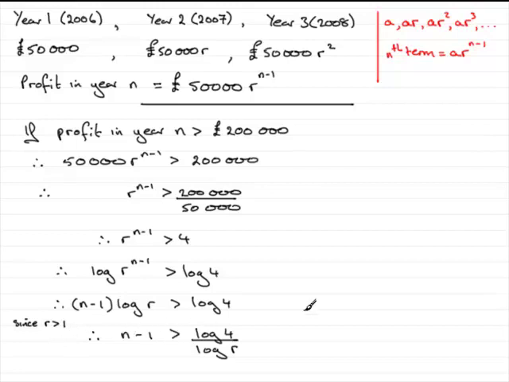Okay, well, we're nearly there now, because if we just come down here, essentially if we add 1 to both sides, we get that therefore n is greater than the log of 4 divided by the log of r, and then plus the 1. And that's what we had to show. Alright?